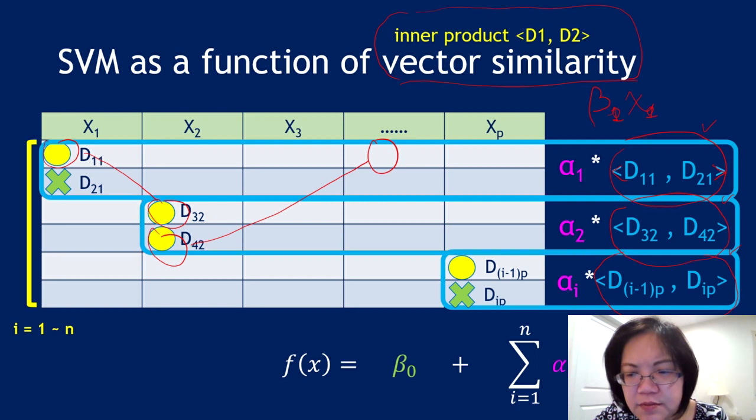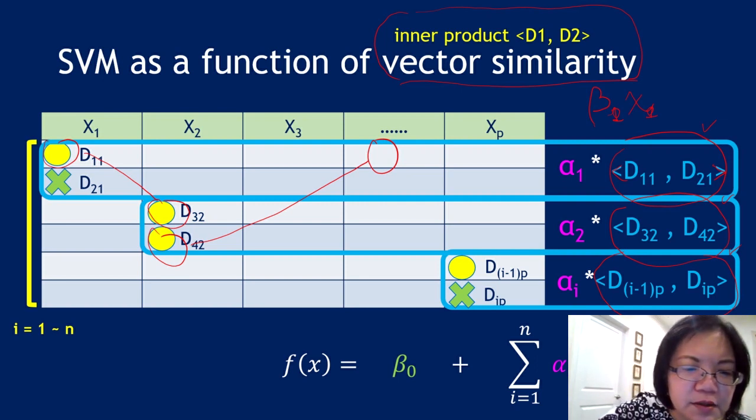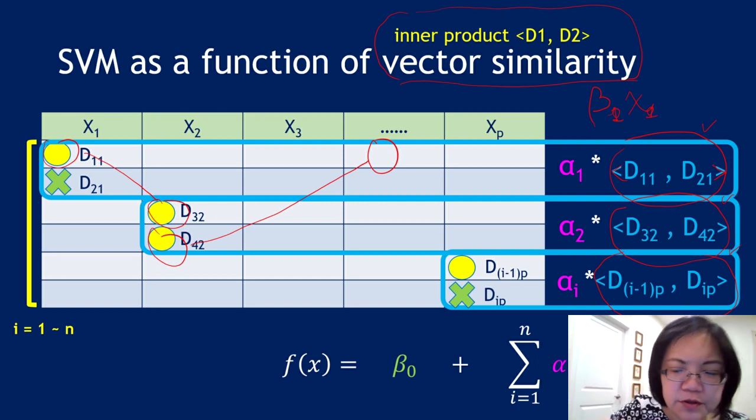We multiply x with all the other data points, and so we get all the inner products. Every inner product gets an alpha, and then we add them up. And this part is actually our kernel. So the kernel is really just a summation of inner products. And then we have a beta 0, we add these up, and this becomes our SVM function.